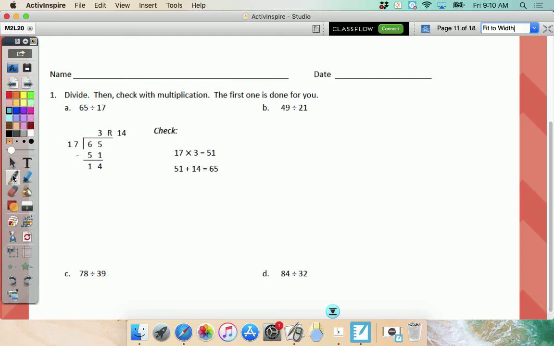What number we write on top of the doghouse, okay? And some of these we're going to do together. Some of them I'm going to have you do with your partner. Okay, so let's go ahead and write the first problem down. 49 divided by 21. And I'm leaving room to check this thing.